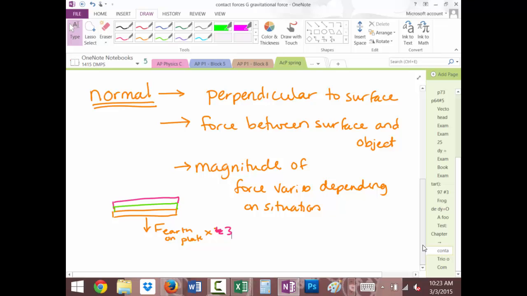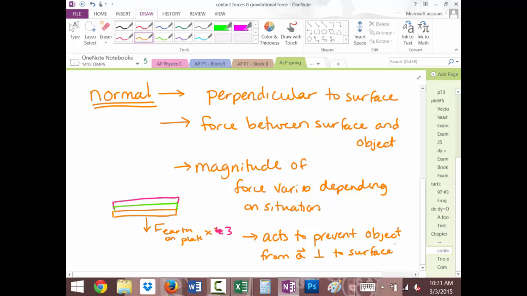The normal force always tries to avoid acceleration. Is that fair? So the normal force is always acting to avoid the object from accelerating perpendicular to the surface. That might be a good thing to write down. I might write that down too. Okay? So the normal force acts to prevent, maybe that's a better word, an object from accelerating perpendicular to the surface.